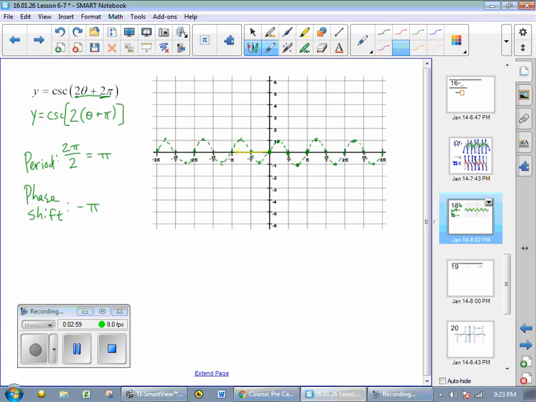So now I can graph cosecant by putting in my vertical asymptotes. At every x-intercept, there will be a vertical asymptote. So put all those in as dotted lines.